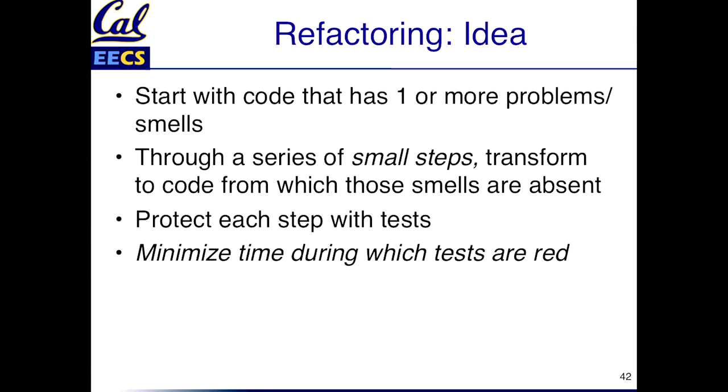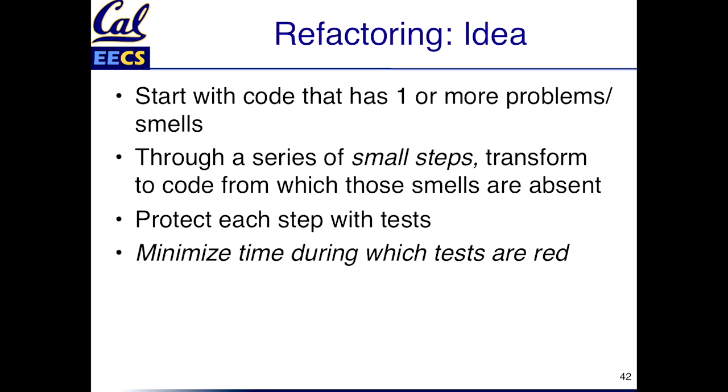So the idea is that you're going to start with code that has one or more problems or exhibits one or more smells. You already were exposed to some of the smells. We'll talk about a couple more. And in this case, the problem that we're going to say the code has is we know what we want to modify about it, but we don't necessarily have a clean place where we can make those changes. So through a series of small steps, you'll transform the code into a new version that has the same behavior, but from which the smells are absent, or where you've exposed the necessary change point.